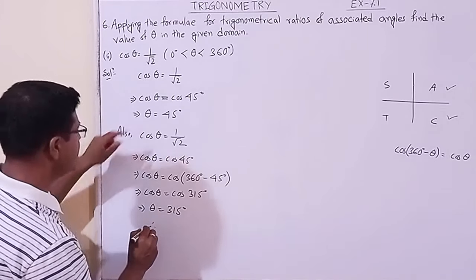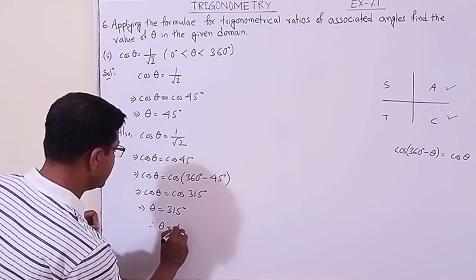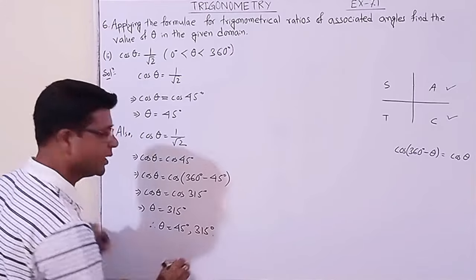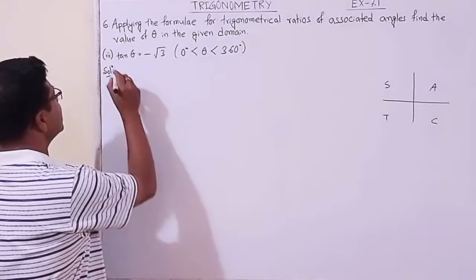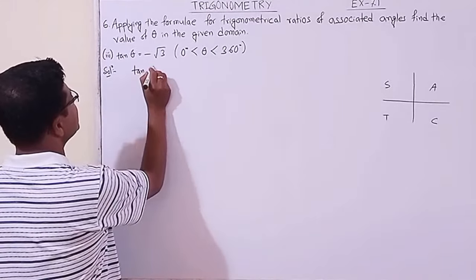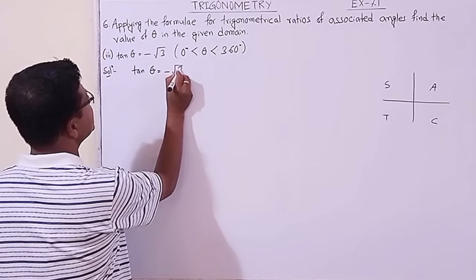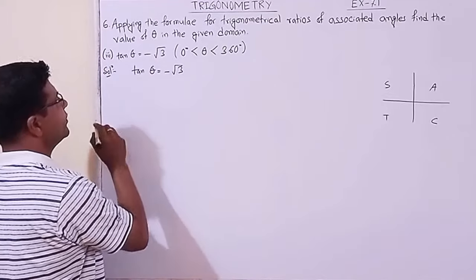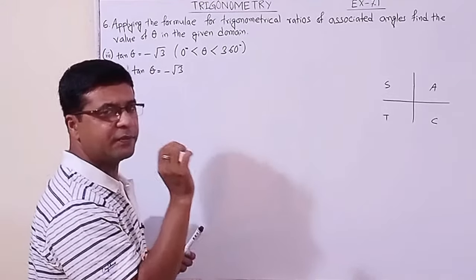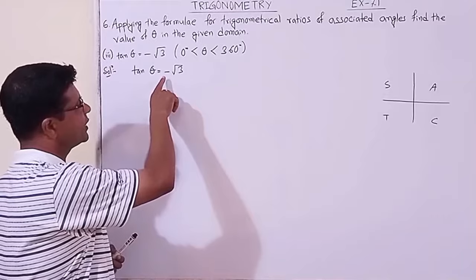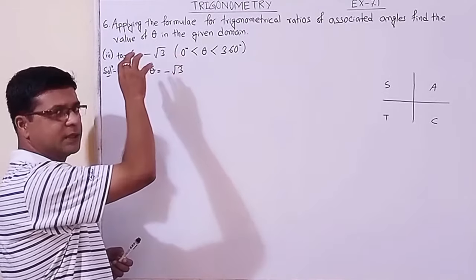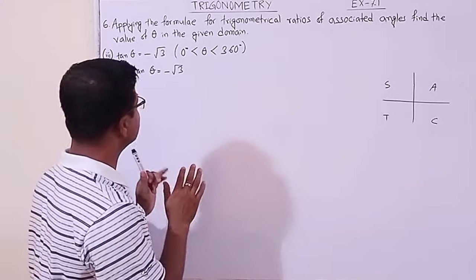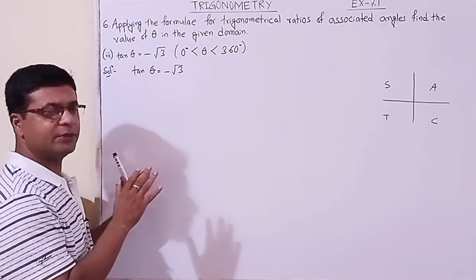So let us write the two values. Theta equals 45 degrees and theta is also equal to 315 degrees. Understood, my dear students? Now in number 3 the equation is tan of theta equals minus root 3. Theta lies between 0 degrees and 360 degrees. This question is a little different from the first two, because in the first two this number was positive, but here it is negative. This will be something interesting. We can learn a new thing.